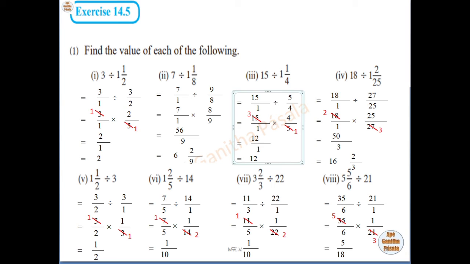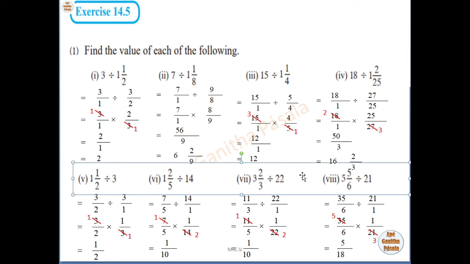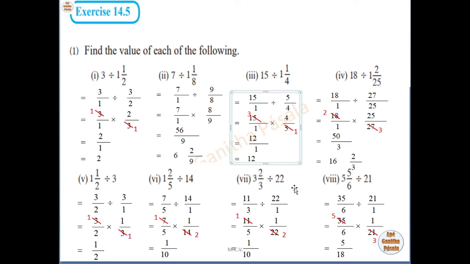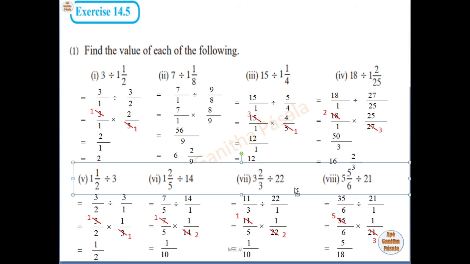Now check the numbers which are divisible. 15 and 5 divisible by 5. 5 divided by 5, 1. 15 divided by 5, 3. Then multiply. 3 into 4, 12. 1 into 1, 1. 12 over 1 means 12. Next one.